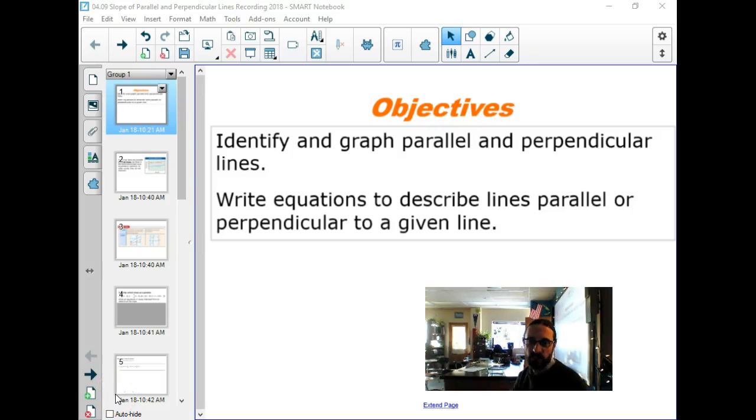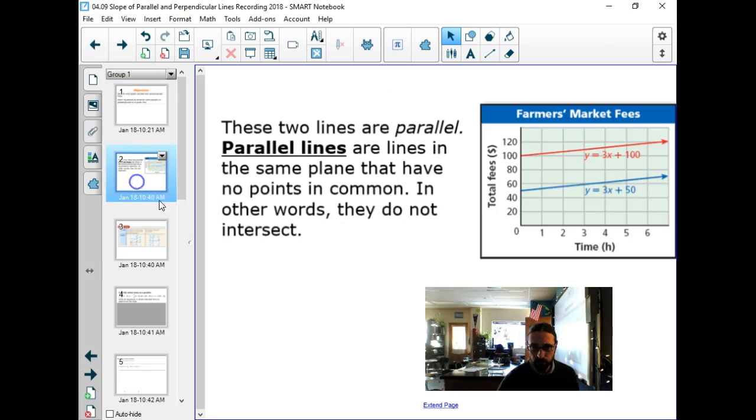Hello there, algebra class. In this lesson, lesson 4.9, we're going to be talking about parallel lines and perpendicular lines. Now, Miss Emily is taking geometry right now, so if you have any questions, you can ask her to clarify anything about parallelograms and whatnot. But what we're going to first do is identify, and second, we're going to write equations describing them.